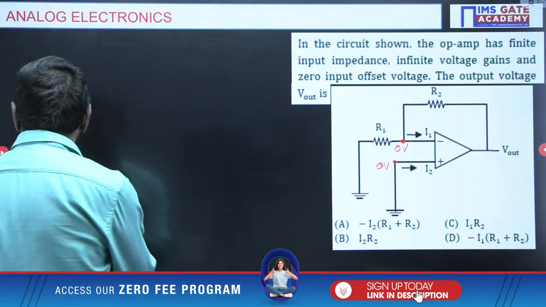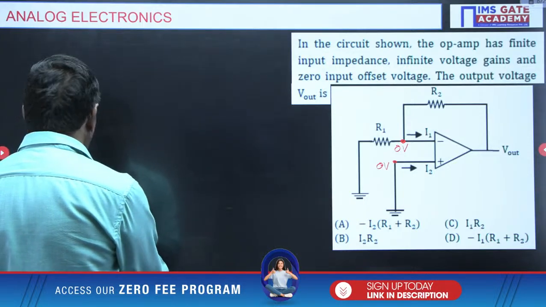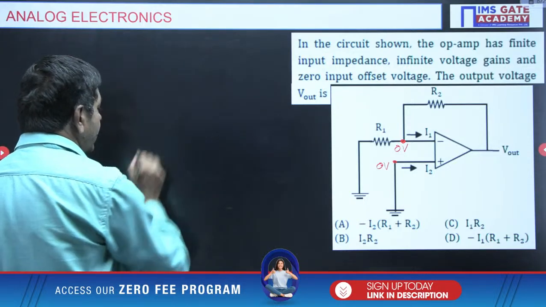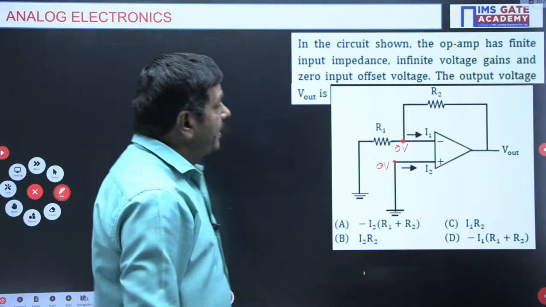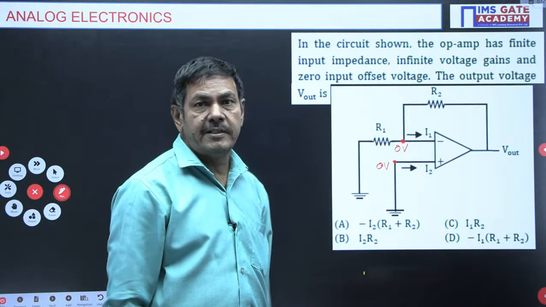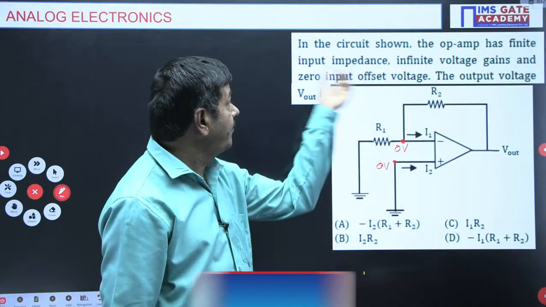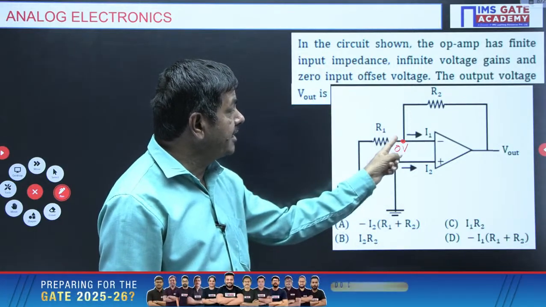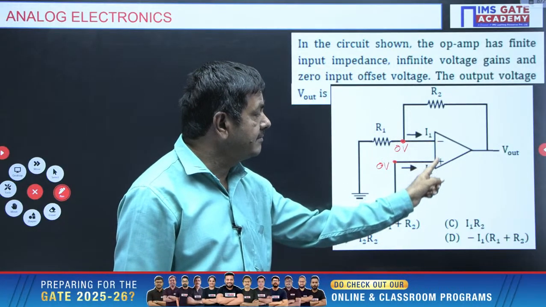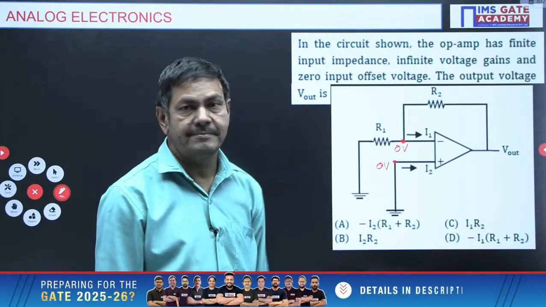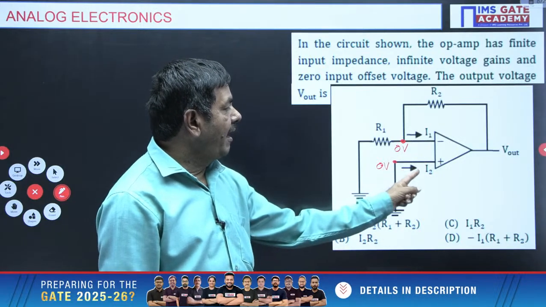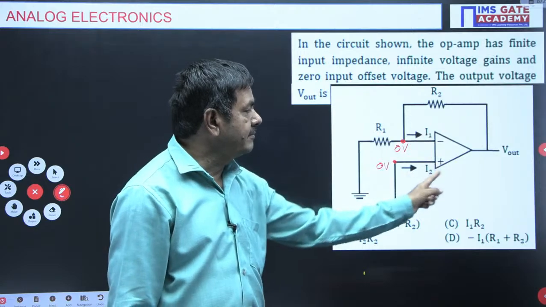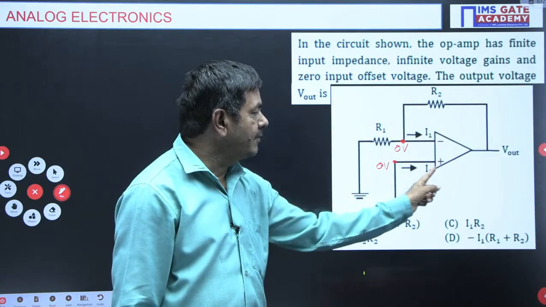Understand my point now. And here is one more point you need to understand clearly. Here the input impedance is not infinity. It is a finite value given, a finite input impedance. At that time some current is going to flow in this particular path. I2 equals minus I1. I2 equal to minus 1 will flow this side.